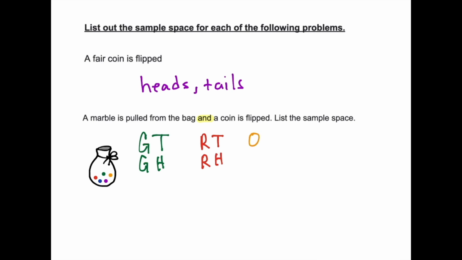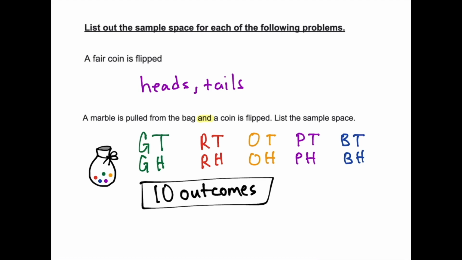Next, we could pull an orange marble from the bag and get tails, and an orange marble and get heads. We could draw purple and get tails, and purple and get heads. And finally, we can get blue and get tails, and get blue and get heads. So how many outcomes were there? There were 10 possible outcomes. Now pause the video and try this one on your own.